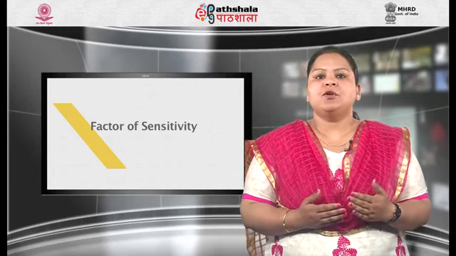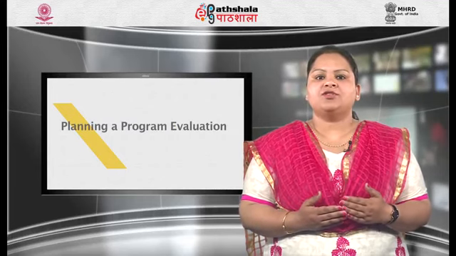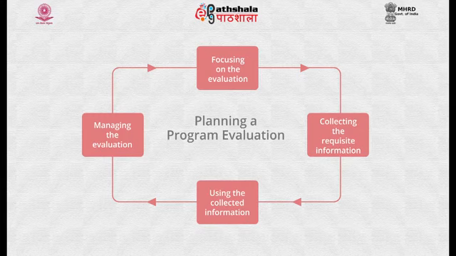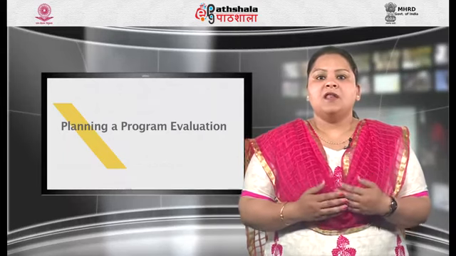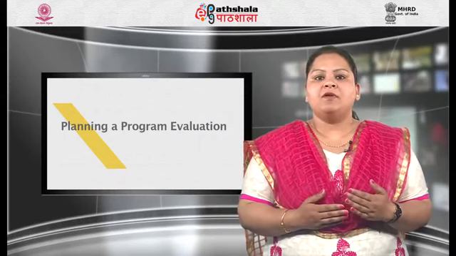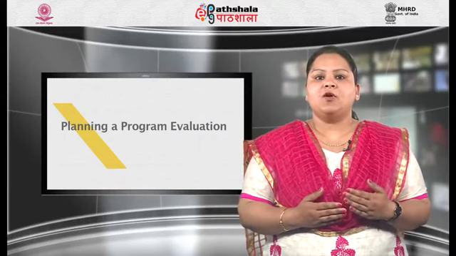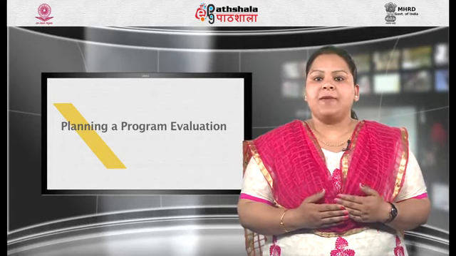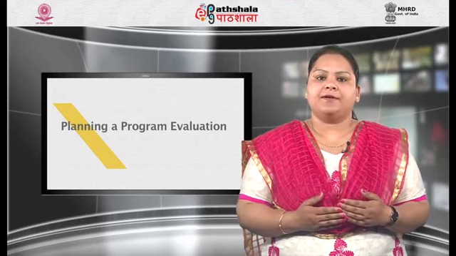Let us now move on to the process of planning a program evaluation. As you can see from the given flow chart, the process of planning program evaluation can be divided into 4 parts: focusing on the evaluation, collecting the requisite information, using the collected information and managing the evaluation. So, students, now it may be clear to you that program evaluation involves reflecting on the purpose of evaluation, necessary questions to be asked and prospective usage of the information gathered.